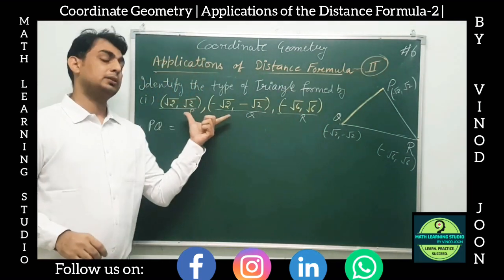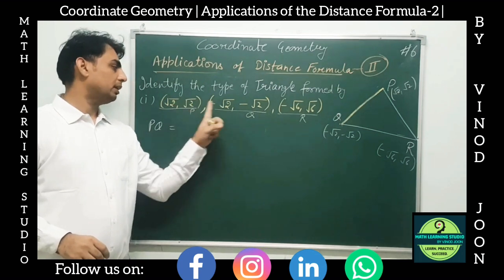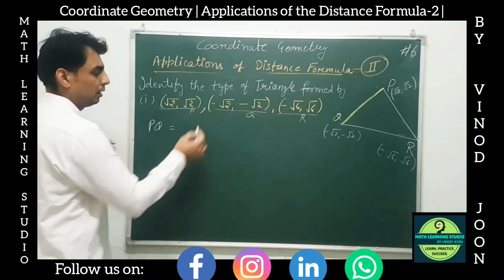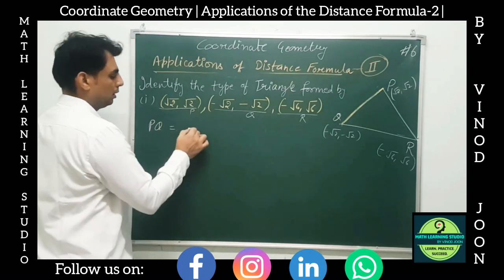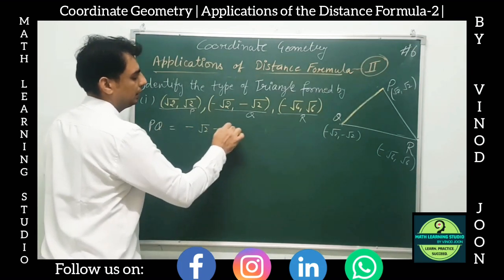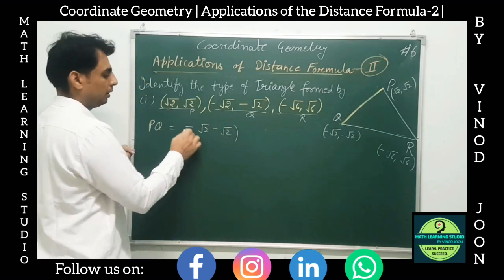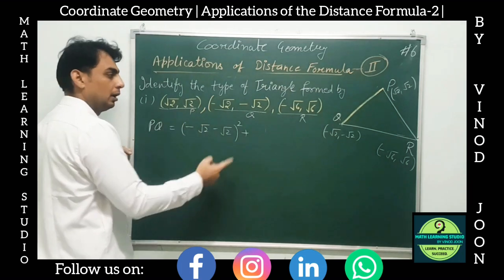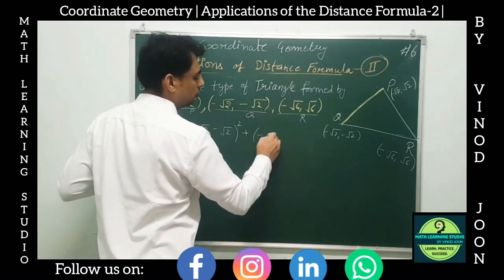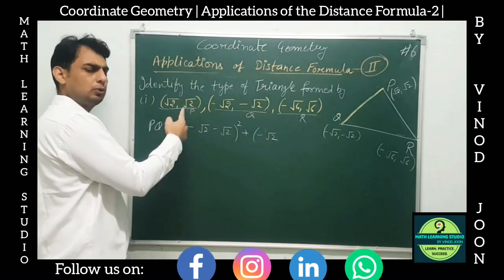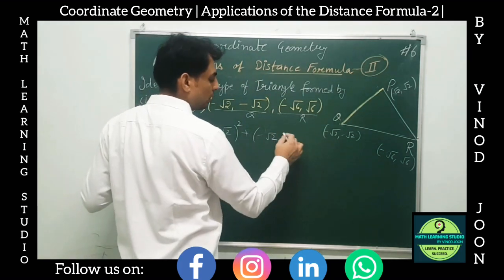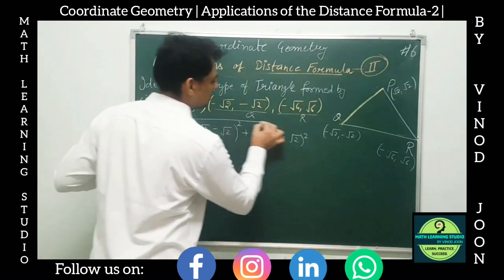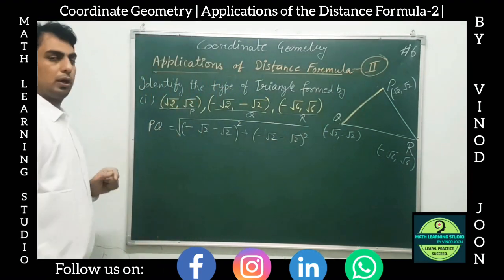So when we find the distance PQ, this will be x1 y1, x2 y2. So to find the distance we will have what? x2 minus x1. So minus root 2 and then minus root 2. Okay, square, plus y2 minus y1. What is y2? Minus root 2. y1 is root 2. So y2 minus y1 becomes minus 2 root 2 only. So this is square. And this goes under the square root sign.